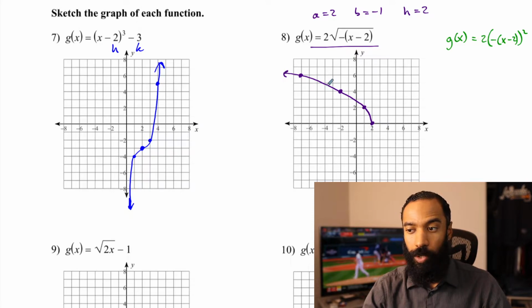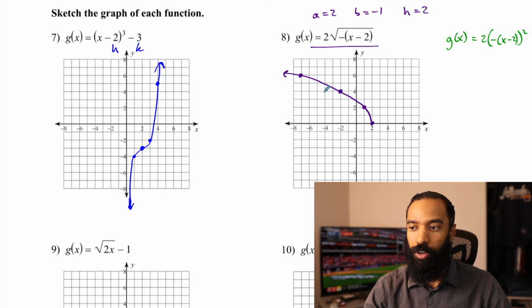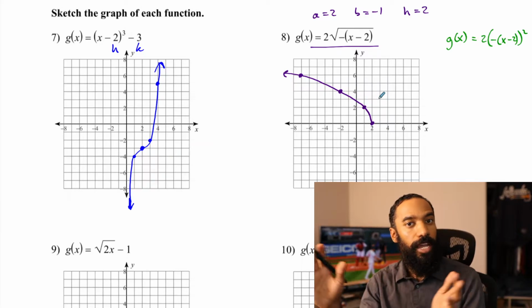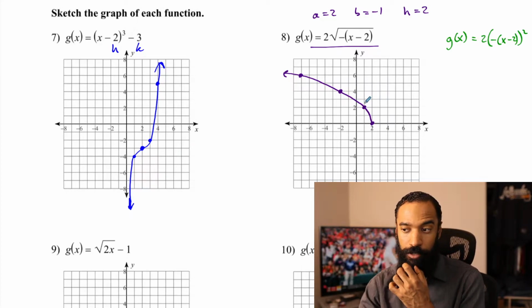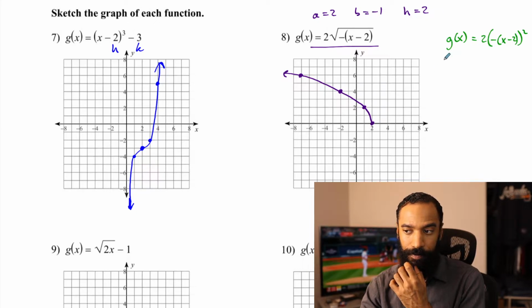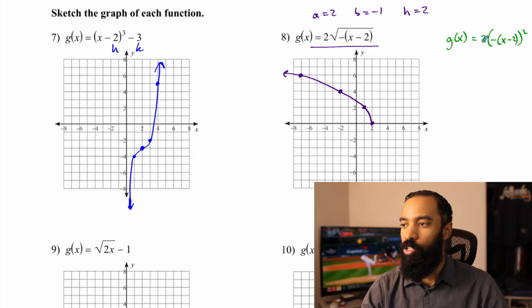And everything is translated 2 units to the right, guys. This point would have been over here. This point would have been over here. This point would have been over here. But I translated them because I did everything in reference to my actual square root guy. So that's one graph right there. Let's go ahead and do the green one now.